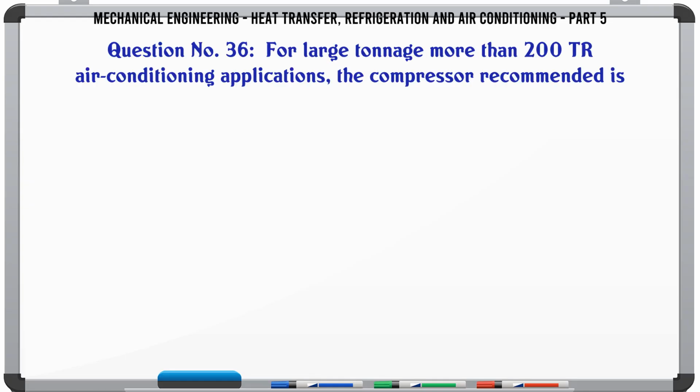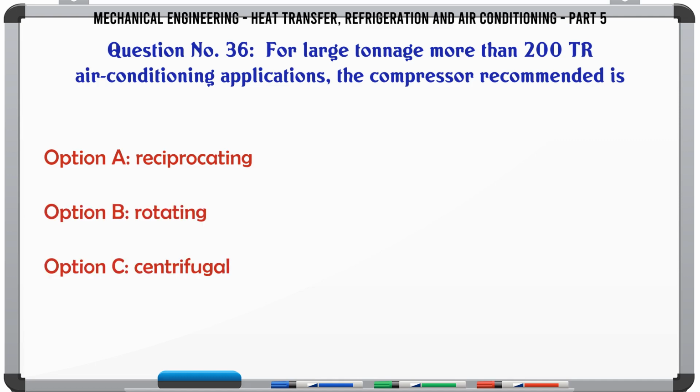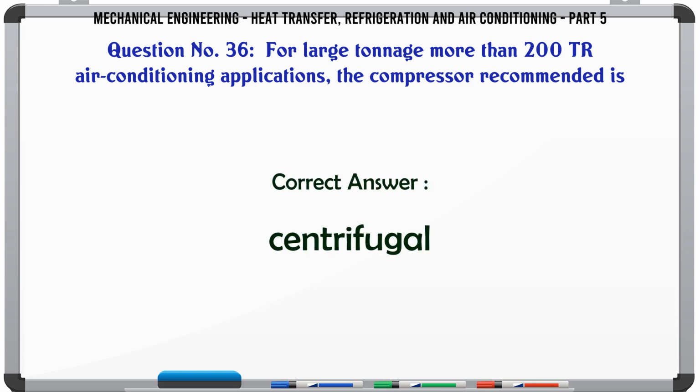For large tonnage, more than 200 TR, air conditioning applications, the compressor recommended is A. reciprocating, B. rotating, C. centrifugal, D. screw. The correct answer is centrifugal.